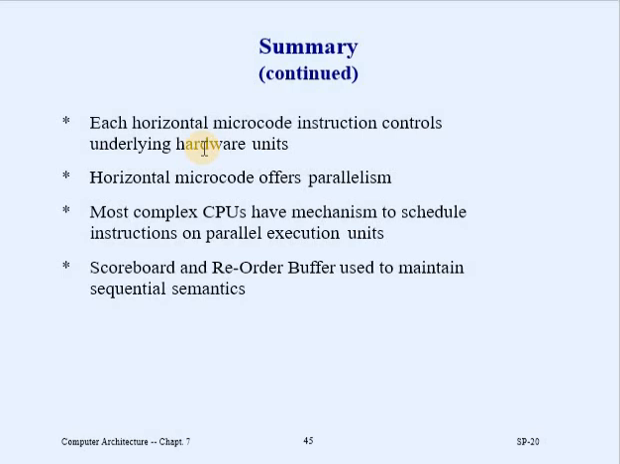The horizontal microcode offers parallelism, and most complex CPUs have mechanisms to schedule instructions on parallel execution units. This we have also discussed. Scoreboards and reorder buffers are used to maintain sequential semantics. So up till here, our chapter number 7 is complete, and let's meet in the next class with the next chapter.